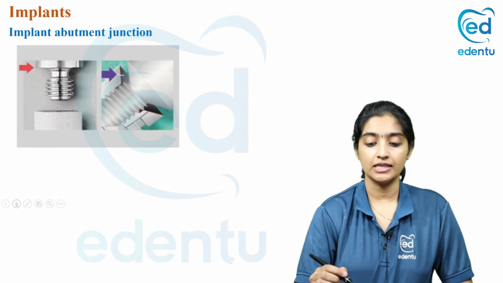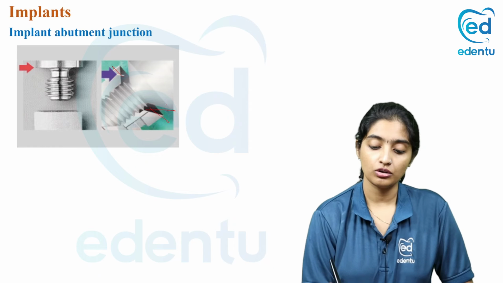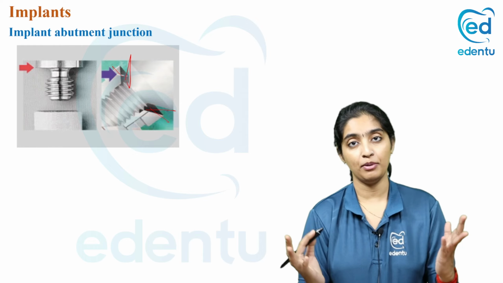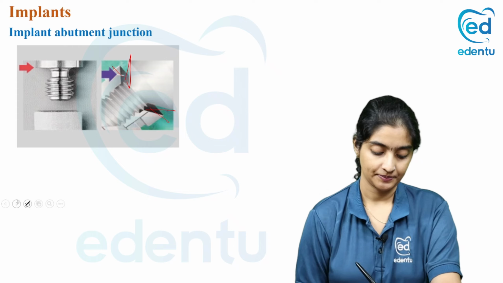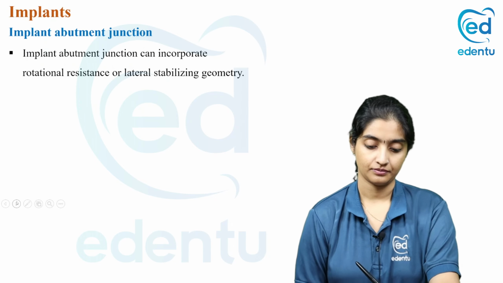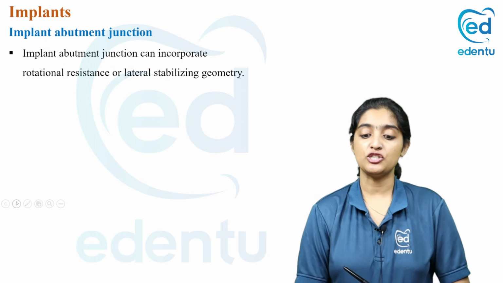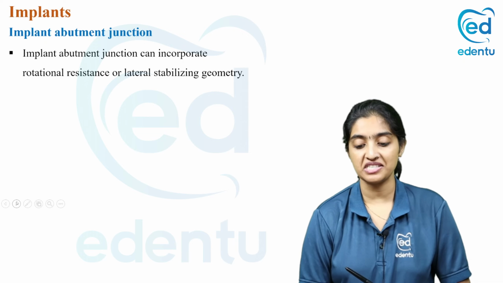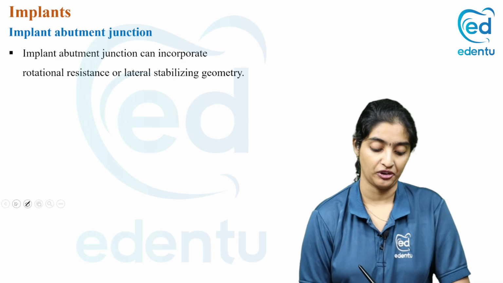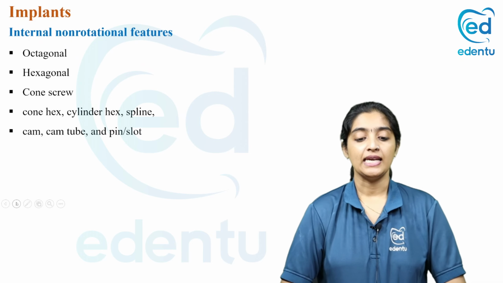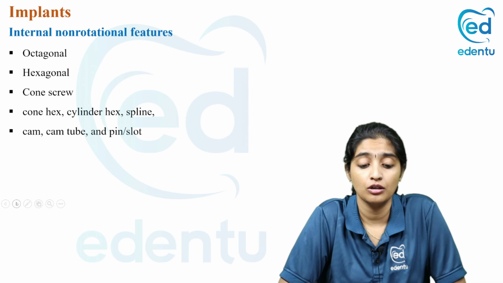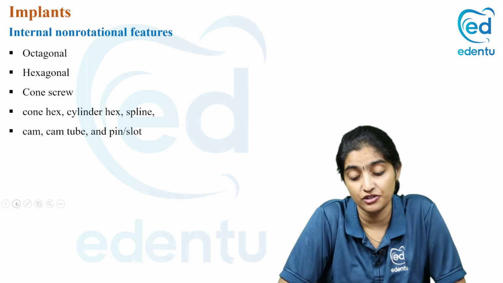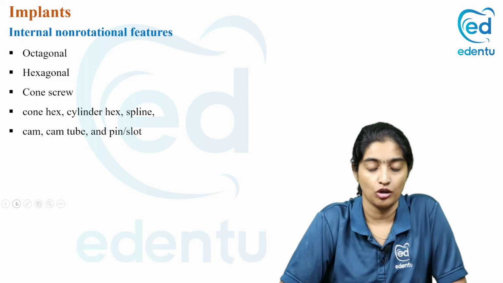You have either flat or tapered, and you have something called a platform switch. The implant abutment junction can incorporate rotational resistance or lateral stabilizing geometry. Internal non-rotational features could be octagonal, hexagonal, cone screw, cone hex, cylindrical hex, and pin slots.